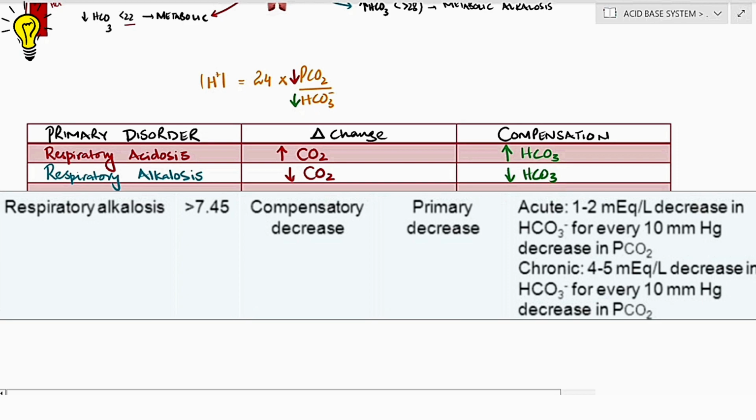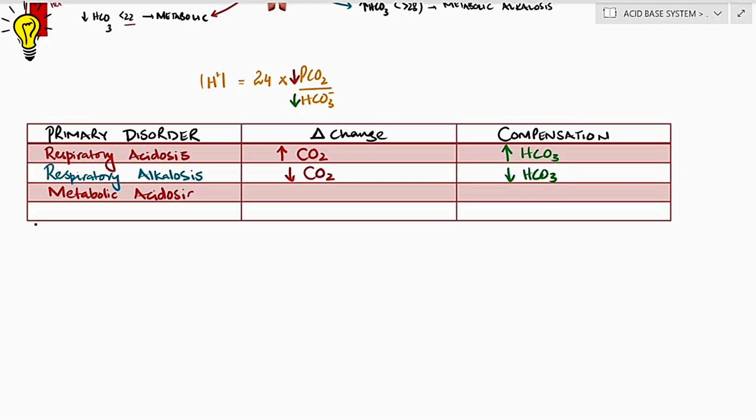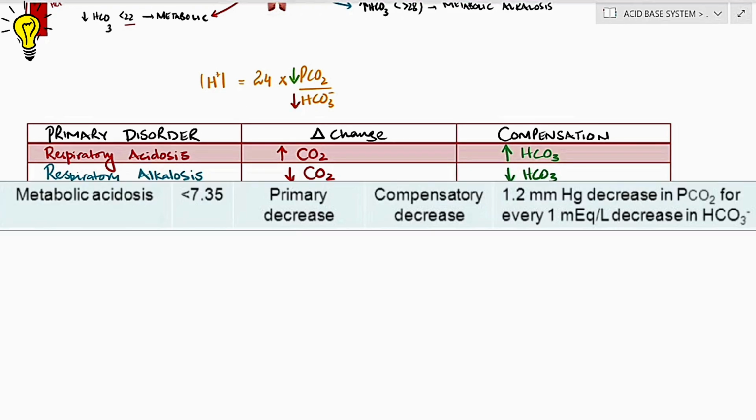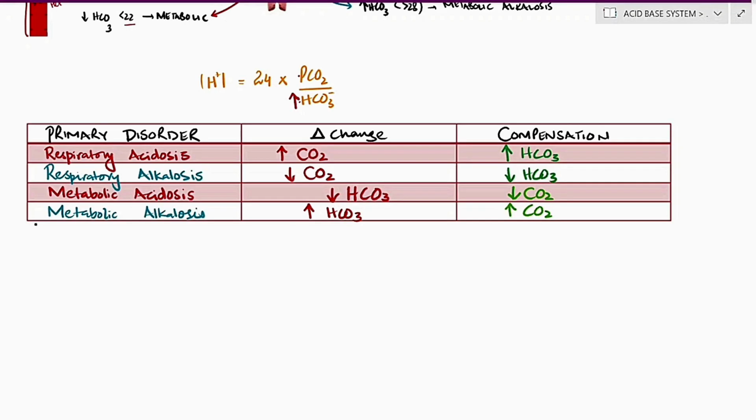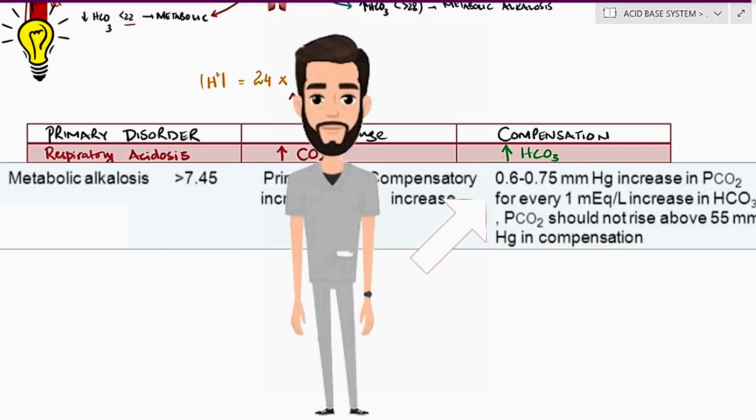In metabolic acidosis, the primary change is reduction in bicarb ions. Hyperventilation kicks in immediately to reduce the carbon dioxide levels. For every 1 milliequivalent per liter decrease in bicarb, the carbon dioxide pressure also decreases by 1.2 millimeters of mercury. In metabolic alkalosis, the primary issue is bicarb increase. We said how the lungs' response is limited because to raise carbon dioxide levels to compensate, it must hypoventilate, which can cause hypoxia. So there will be only a 0.6 to 0.7 millimeter rise in carbon dioxide levels for every 1 milliequivalent per liter increase in bicarb ions.